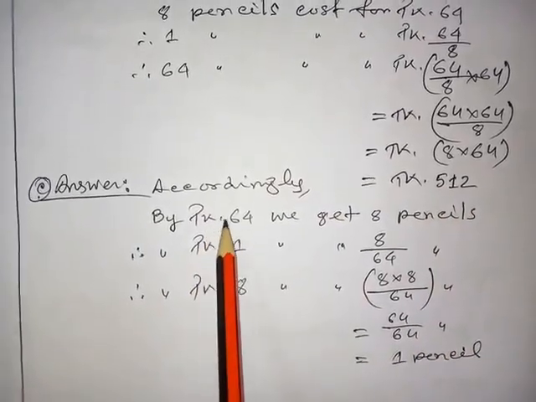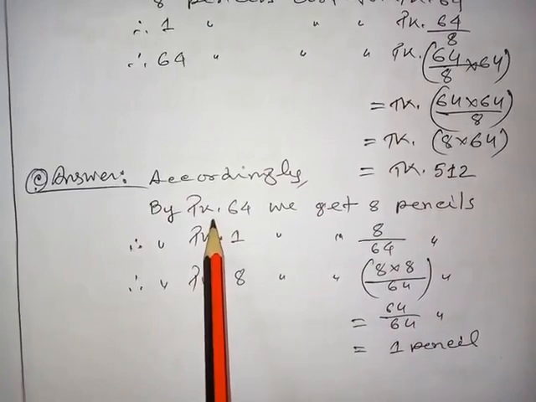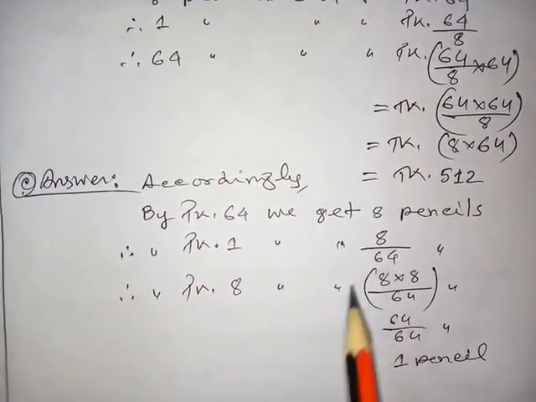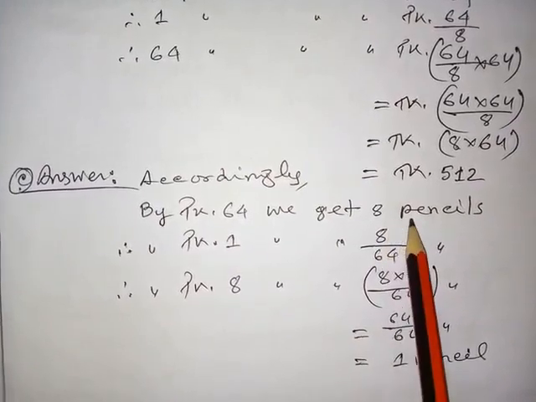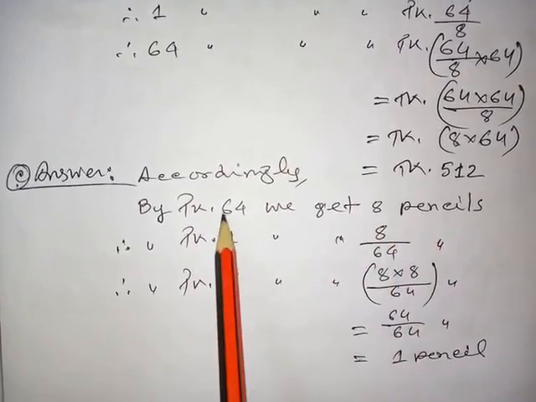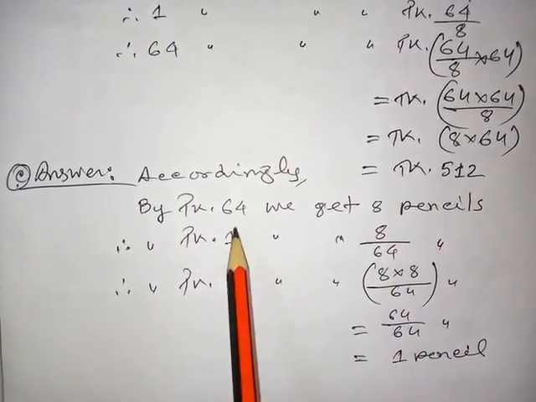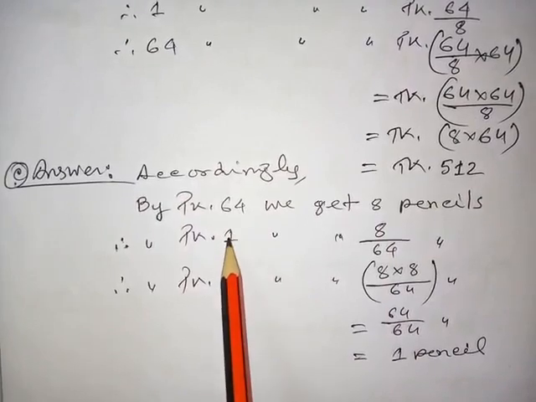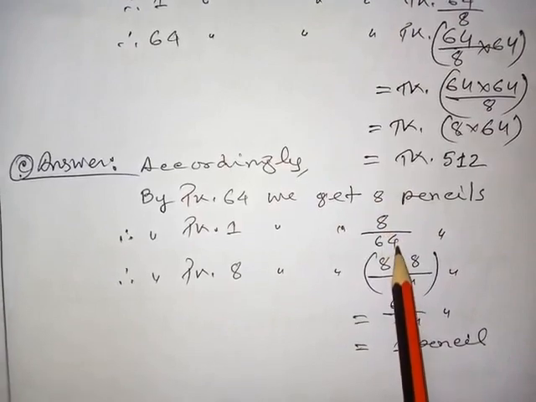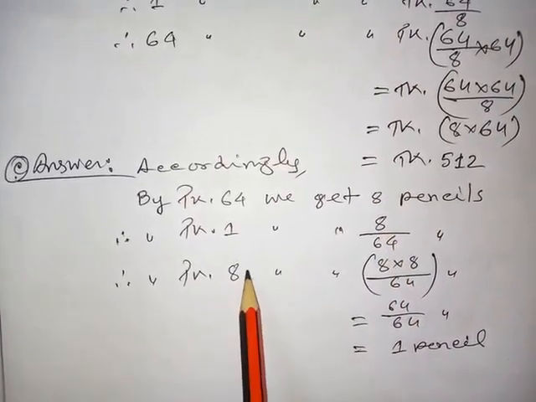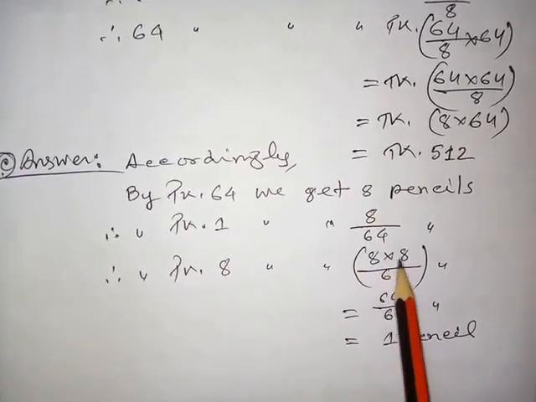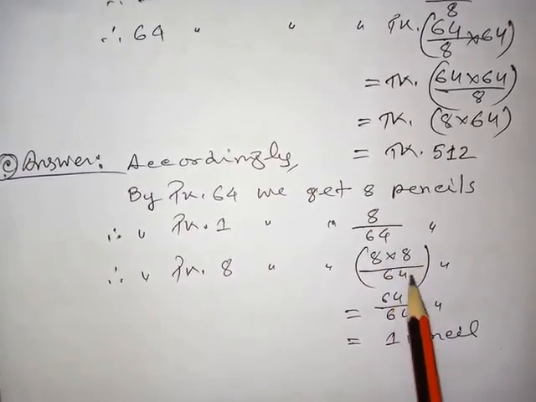Now C. We also get this from the question, but we are writing it in reverse order because we have to find out the number of pencils here. So it is given that for Taka 64 we can get 8 pencils. If we have 1 Taka, then since the Taka is going to be less, the number of pencils will also be less. So 8 divided by 64. Now if I take more Taka, then the number of pencils will be more. So that means I have to multiply. So 8 multiplied by 8 divided by 64, that is 64 divided by 64.